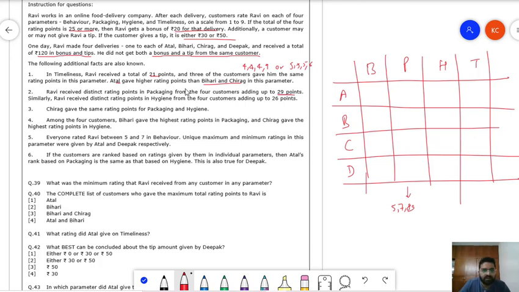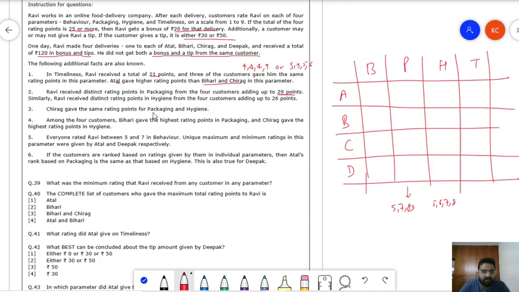Now, okay. Next, Ravi received distinct points in hygiene, adding up to 26. Now, again, we need different numbers. So in that case, हम लोग क्या कर सकते हैं? सबको एक-एक कम कर लेते हैं. तो 5, 6, 7, 8. So the sum is 26.